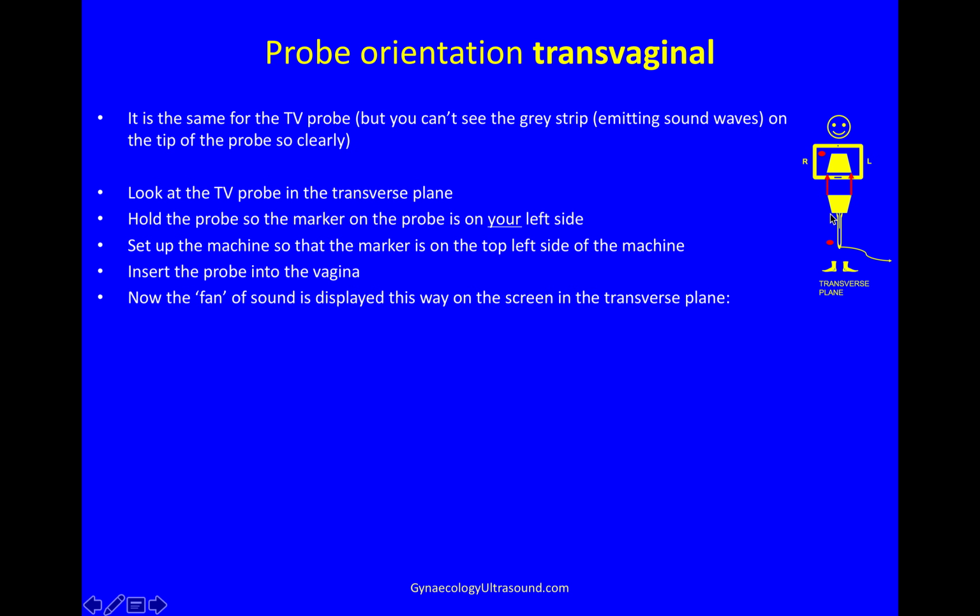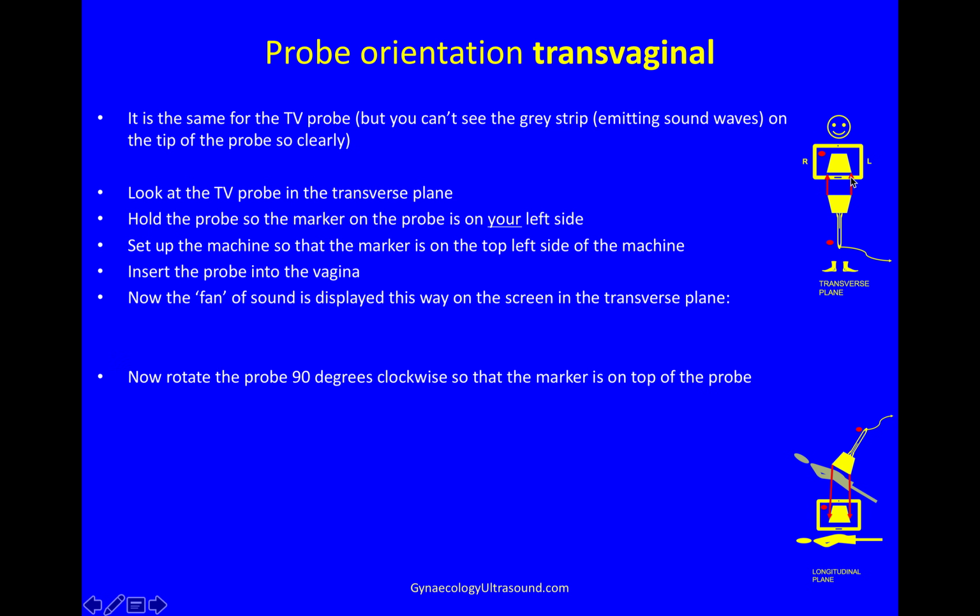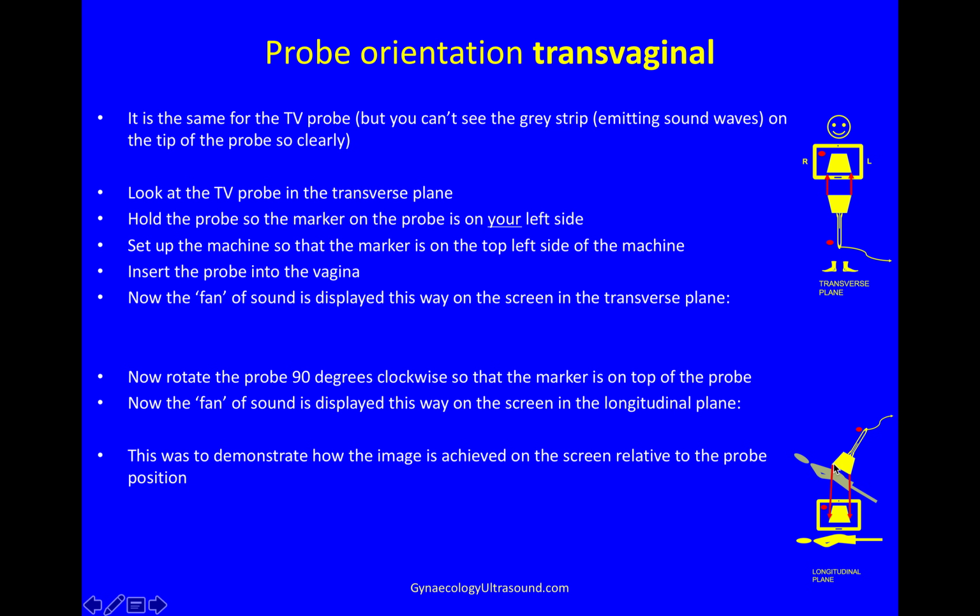And the fan of sound is displayed on the screen in the transverse plane. So this would be the patient's right, this would be her left. If you're now with the transvaginal probe, rotate it 90 degrees clockwise, so now the marker is on the top of the probe, the upper side toward the head, then the fan of sound is displayed this way on the screen. So everything from the marker side goes to the marker side, everything from the other side goes there. So again, it's like the patient is lying down underneath your image with her head here and her feet here.